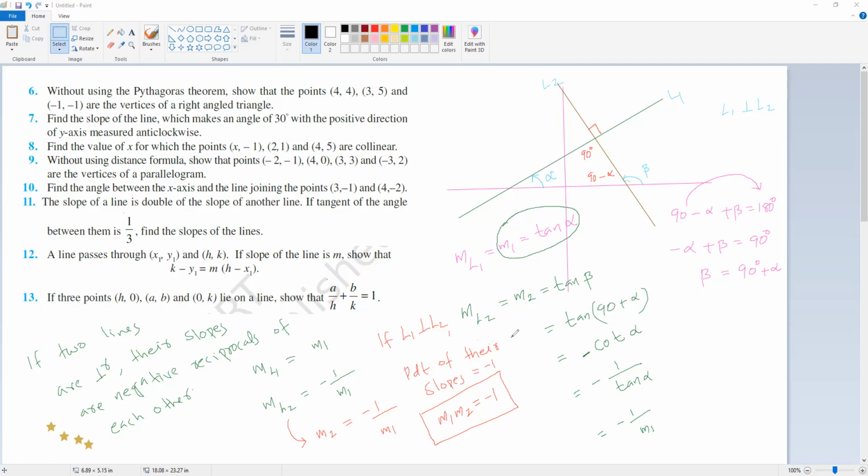So you should understand this. Forget the rest of the theory for now, there is no issue. Just understand that if two lines are parallel, their slopes are equal. If two lines are perpendicular, the product of their slopes is minus 1, or we can say their slopes are negative reciprocals of each other. Got it? So those are two important concepts. If two lines are parallel, their slopes are equal. If two lines are perpendicular, their slopes are negative reciprocals of each other, or the product of their slopes is negative 1.